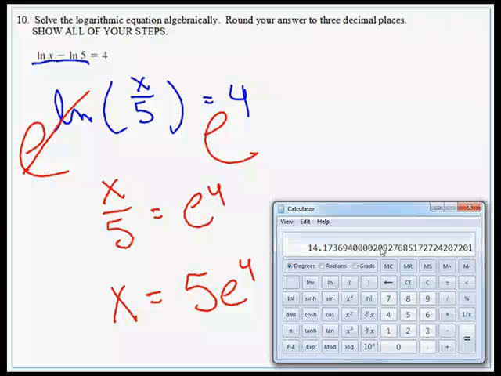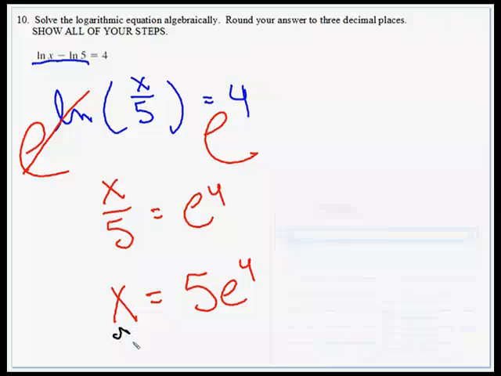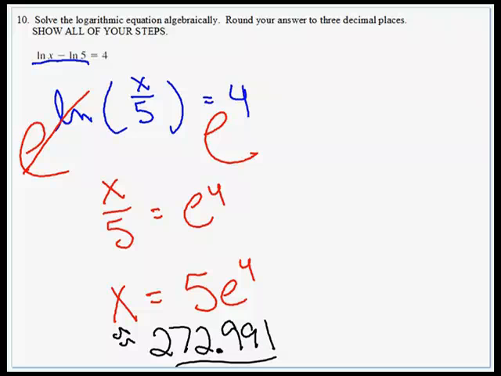Well, let's see, 5 times e to the fourth. We're going to raise that up to a base e. There's our e to the fourth times 5 equals 272.991. X is approximately 272.991. And that is the practice test.